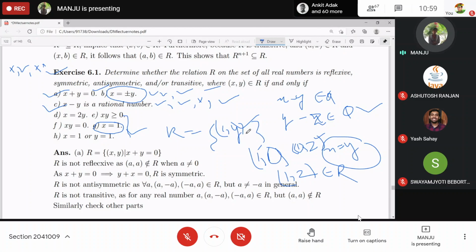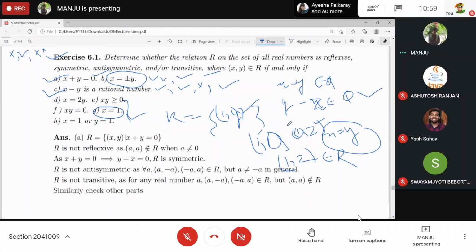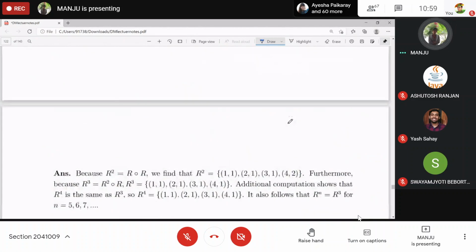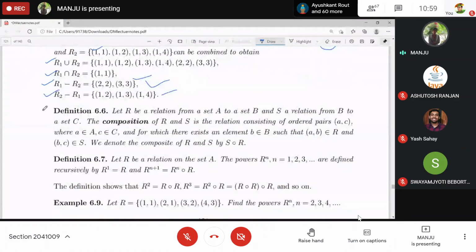So any other doubt? Any other doubt? Tomorrow I'll start with composition of two relations or more.